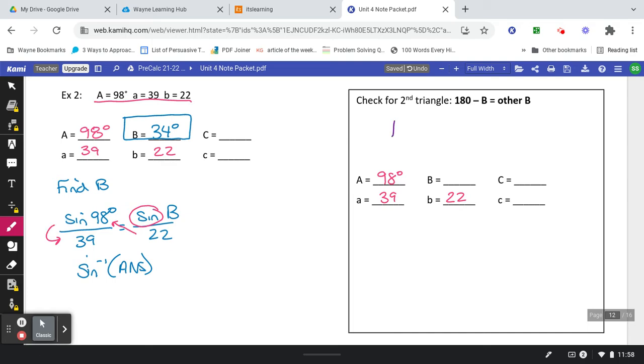You take 180 degrees. You subtract out this first answer that you got, the B, and that's going to get us what I'm calling the other B, so the B for this possible second triangle. I'm going to do this on the side instead of pulling up the calculator screen. 180 minus 34 gets me 146, and I'll put that right here.